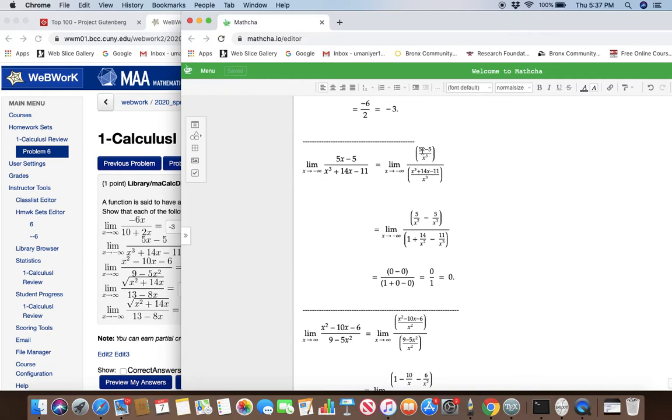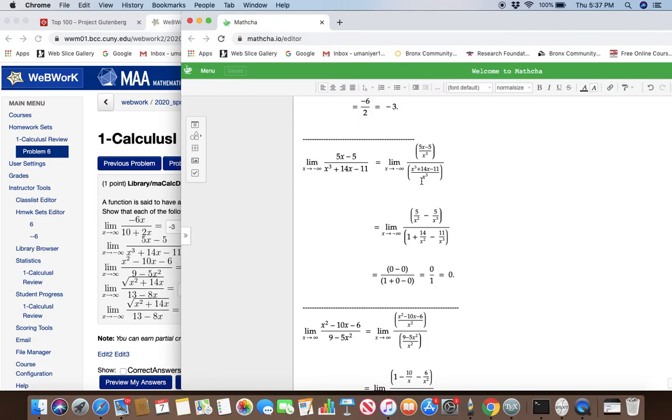Division distributes. So 5x over x cubed, one of the x's cancels, 5 over x squared minus 5 over x cubed. Yes. Denominator also, division distributes. X cubed over x cubed, 1 plus. Look at that. That x cancels one of the x's. 14 over x squared minus 11 over x cubed.